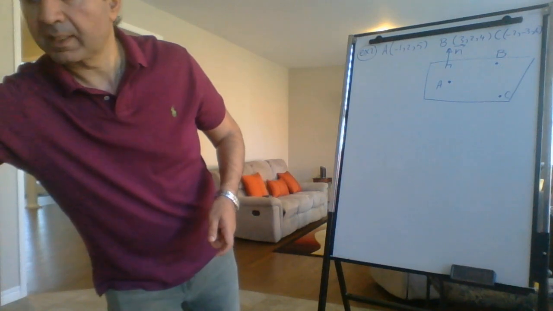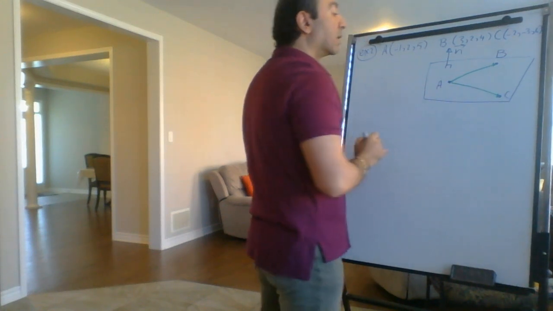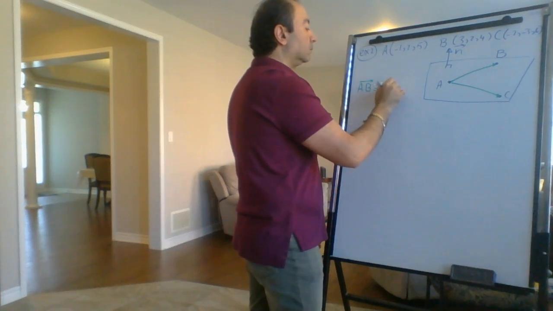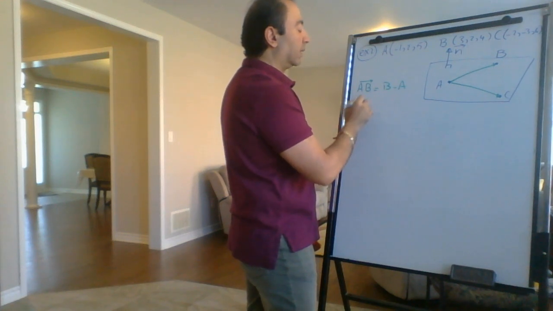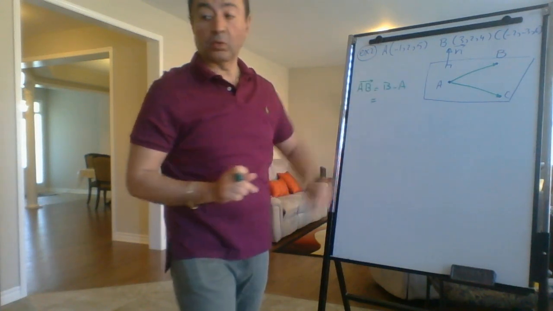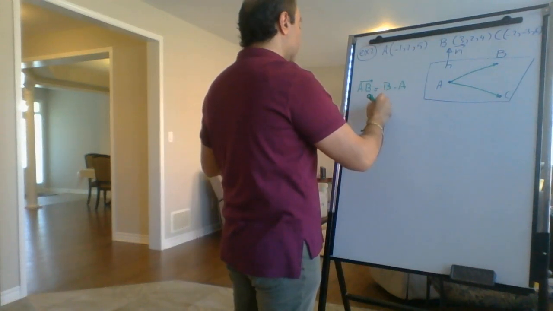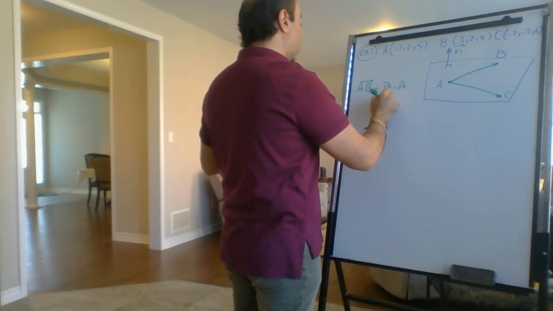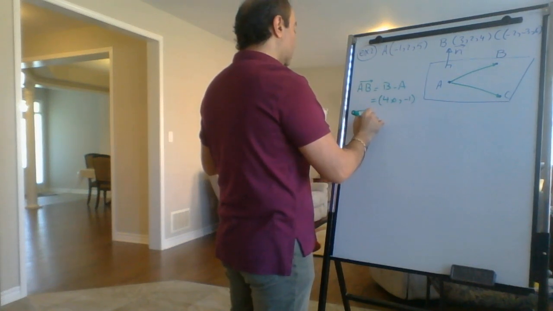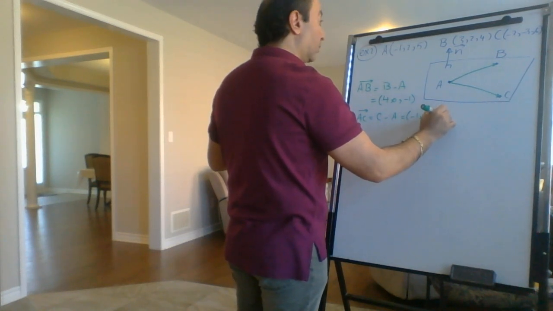In order to do that, I can make these two vectors, AB and AC. Those are two vectors. Then I do the cross product of these two vectors, and I will find the coordinates of the normal vector. So AB, when we subtract B minus A, we get 4, 0, -1. Then we can do vector AC. This will be C minus A, which will be -1, -5, and 1.